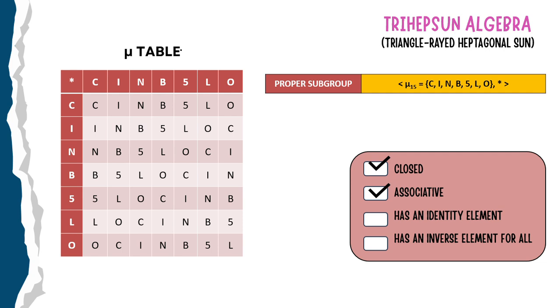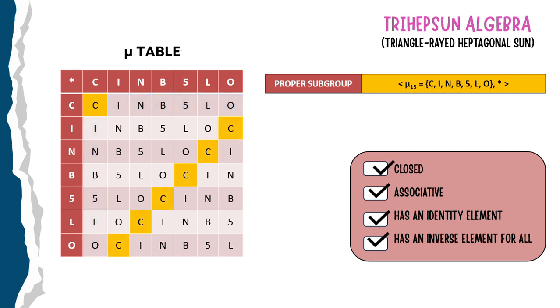In order for us to see the identity element, let's find the same row and column as the header row and column. We have here again C, I, N, B, 5, L, O for row and column, and its intersection is the identity element. Therefore, we have the identity element C.